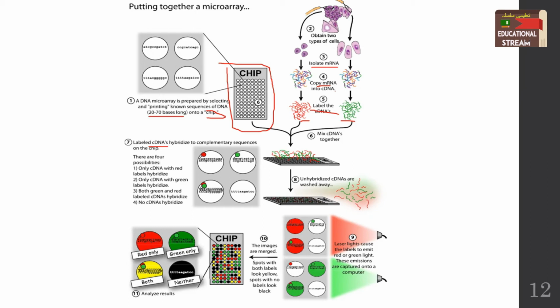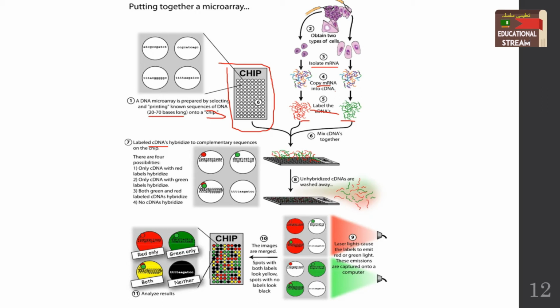In this example, we are considering four wells, and in these four wells you can see what is happening. There are four possibilities: only cDNAs with the red label hybridize, or only cDNAs with the green label hybridize. It is also possible that in some genes both the green and red labeled cDNAs hybridize, and there is the possibility that no cDNA hybridizes. We will allow the hybridization reaction to occur.